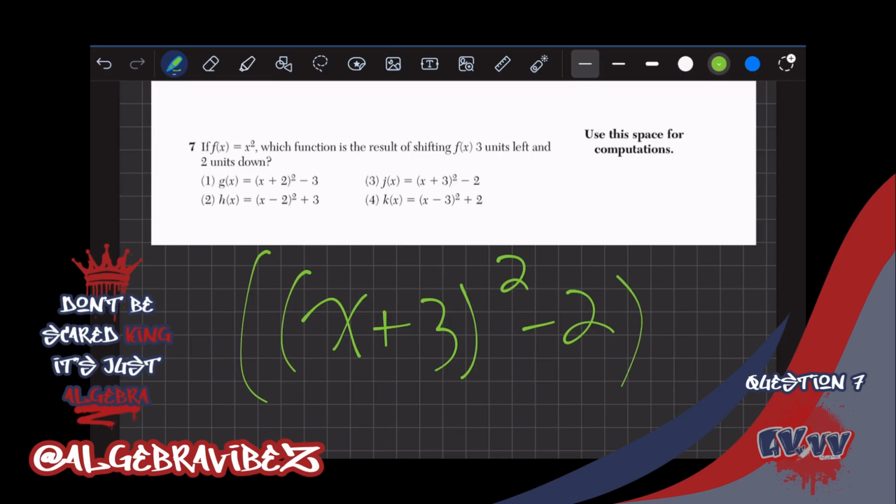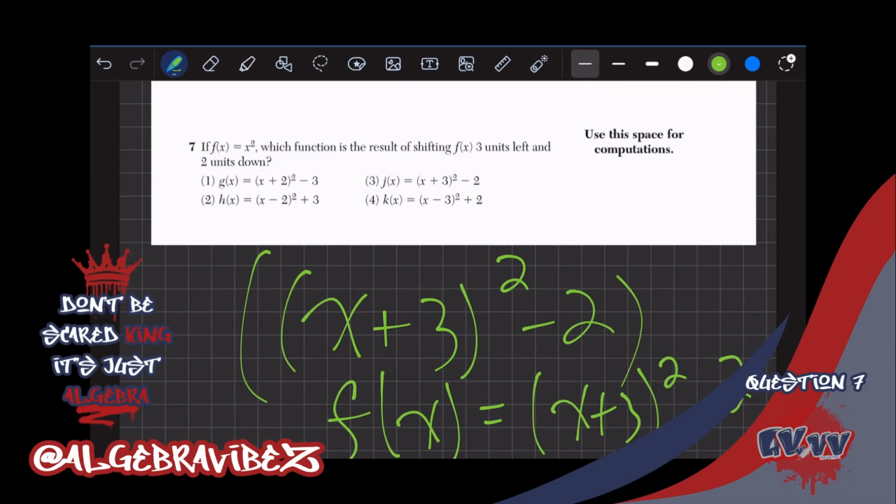So the result of the function after shifting f of x equals x squared 3 units to the left and 2 units down is, we'll just say, f of x is equal to x plus 3 squared minus 2, which is going to be choice number 3.